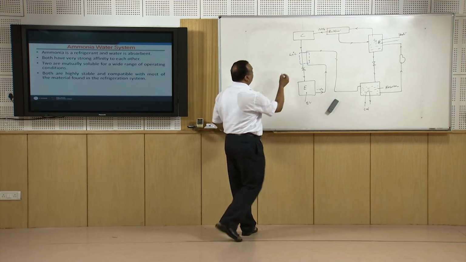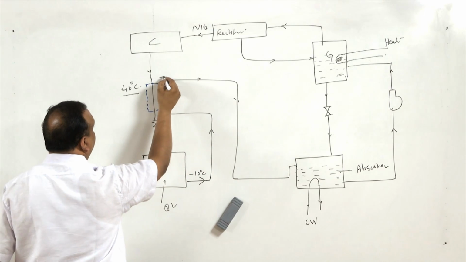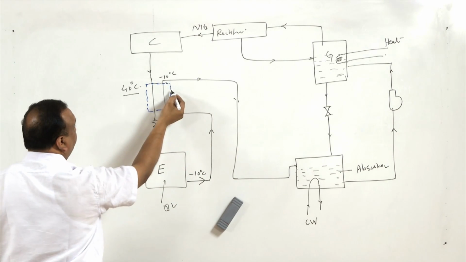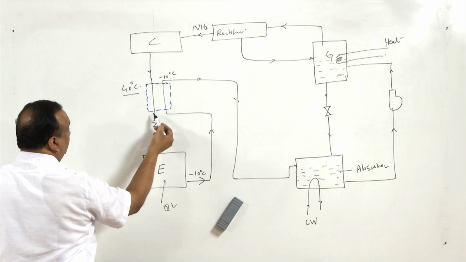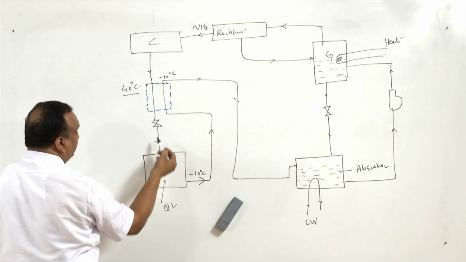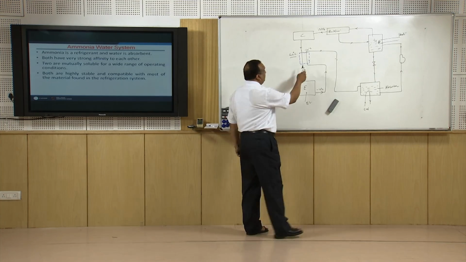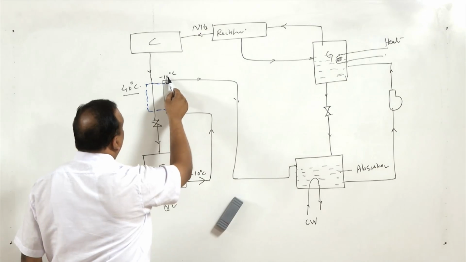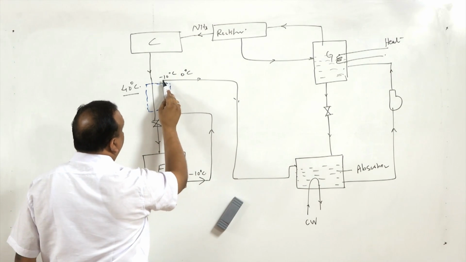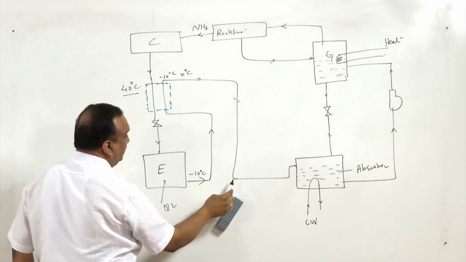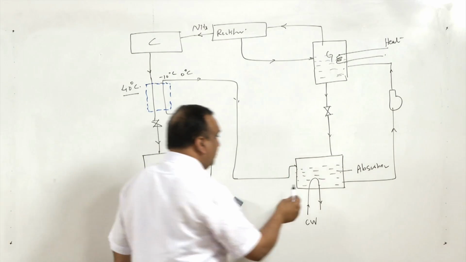This is at 40 degrees centigrade, this is at let us say minus 10 or 0 degrees centigrade. Heat exchange takes place, vapor gets superheated and the liquid gets subcooled. When subcooled liquid is expanded, we get more refrigerating effect. At the same time, this heated, suppose after attaining heat, it becomes 0 degree centigrade ammonia. So, this 0 degree centigrade ammonia or superheated ammonia vapor, it goes to the absorber, it gets absorbed here.